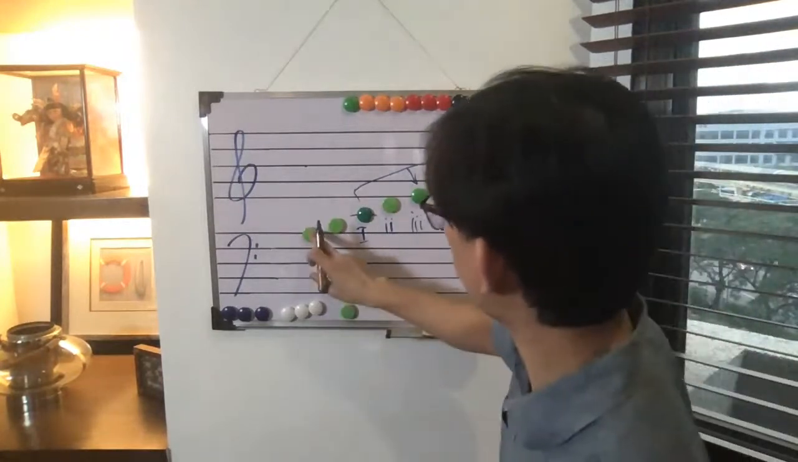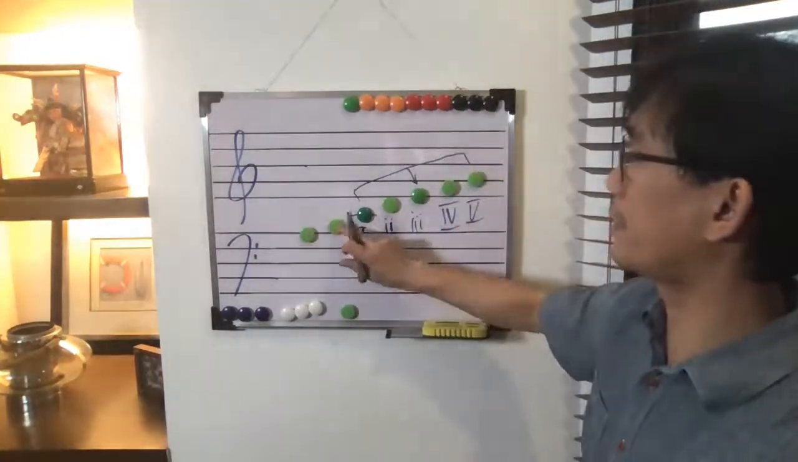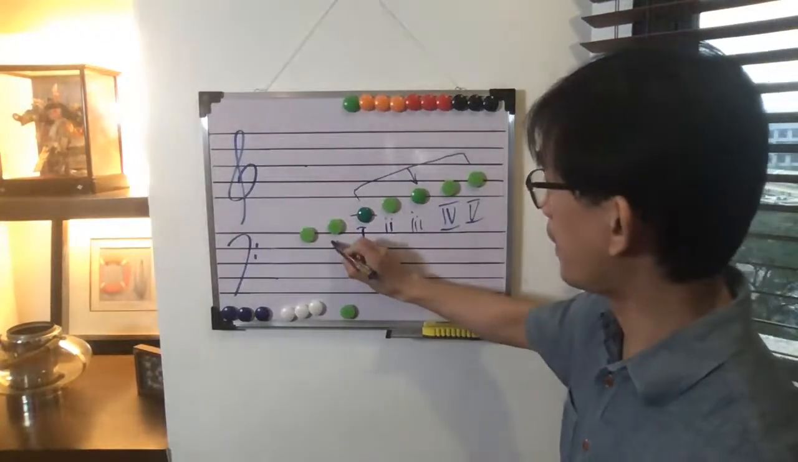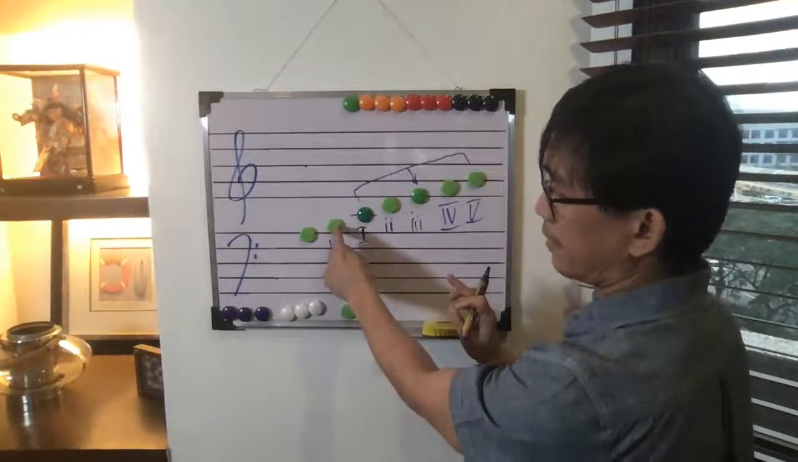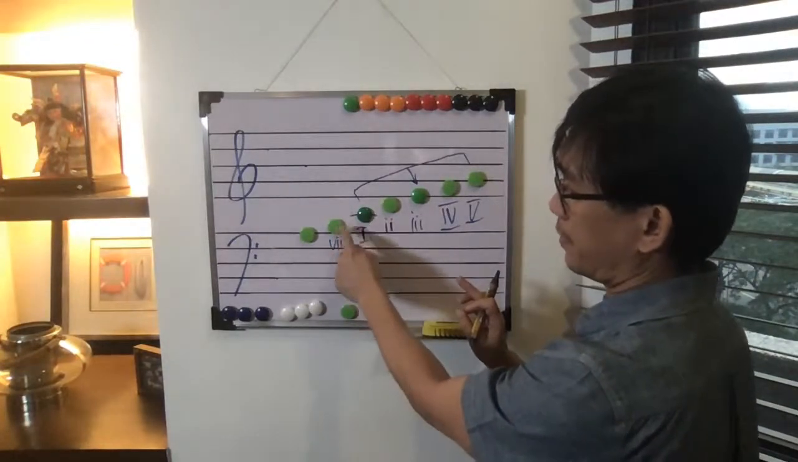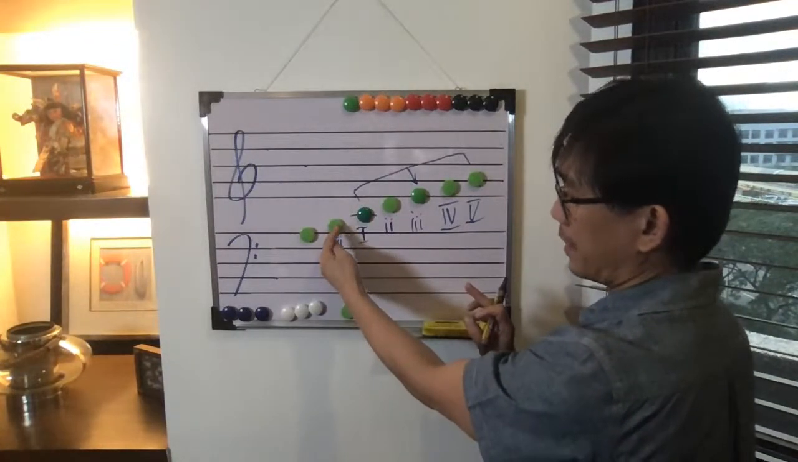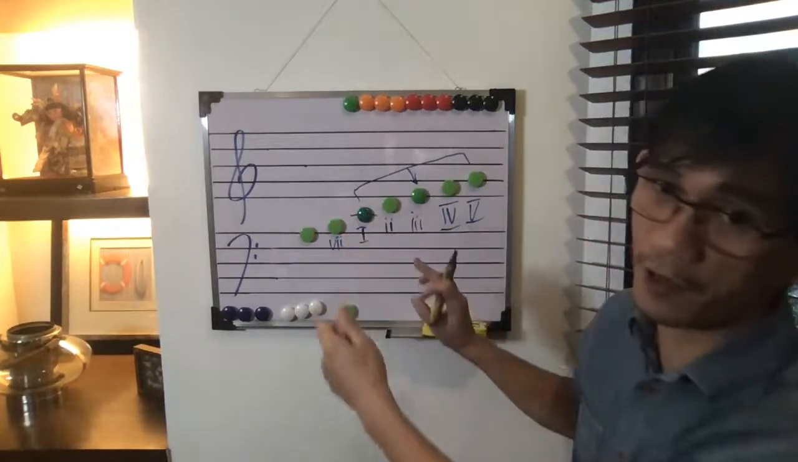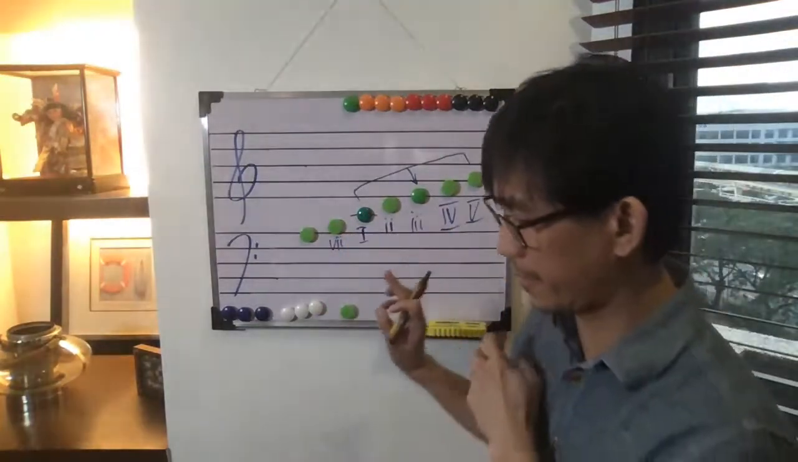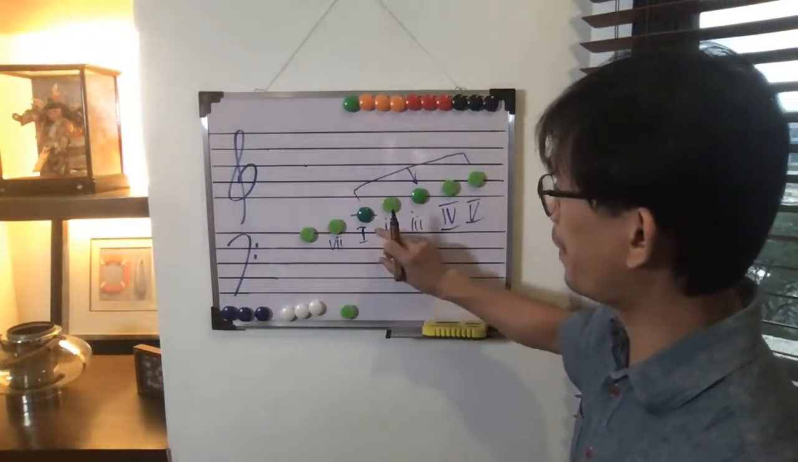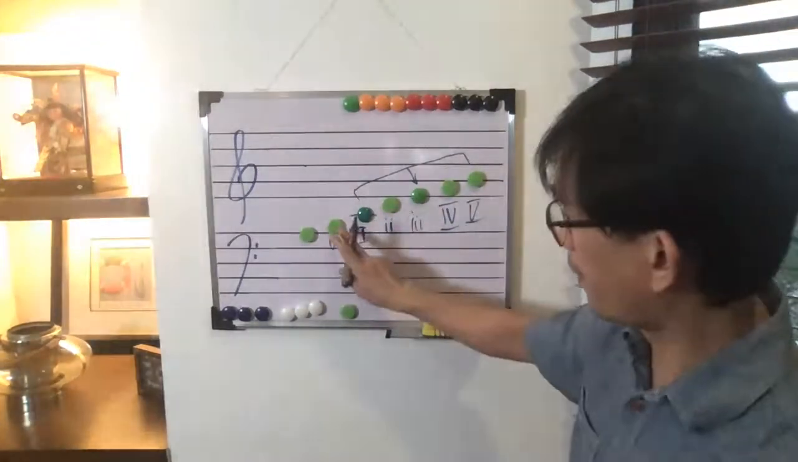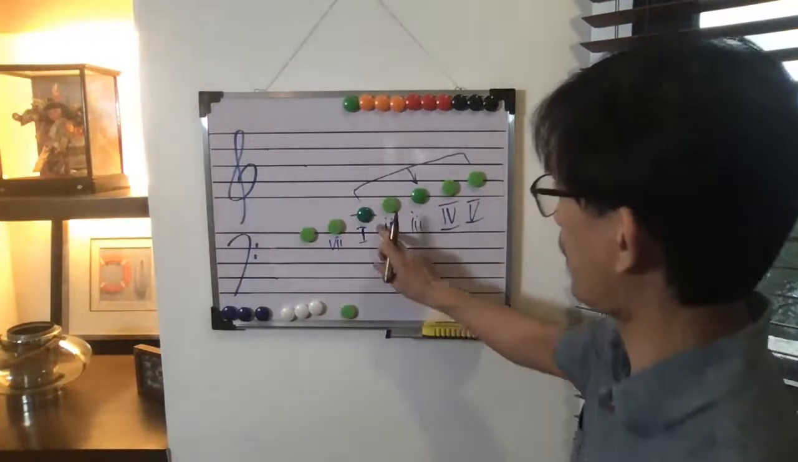Now, this one is called the leading tone, or the seventh tone of the scale. Why? Because it leads to the tonic. Leading tone, it leads you to the tonic. You have to remember this because later, once we start with the harmonization, you will use that a lot, the leading tone to the tonic.